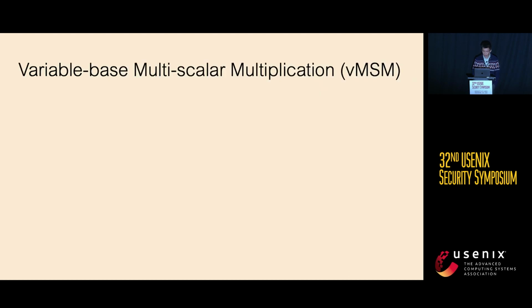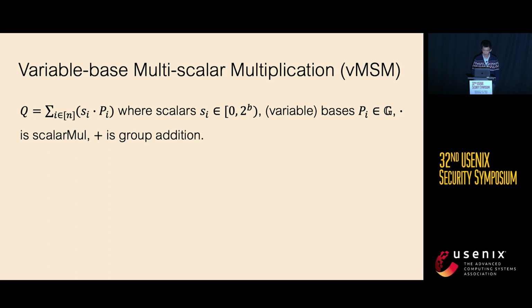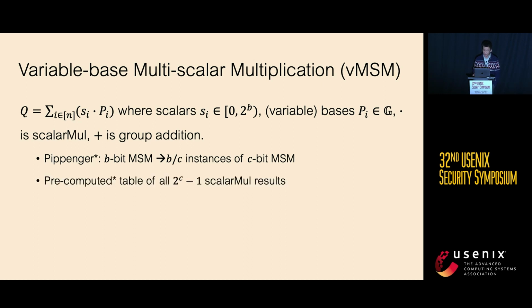Another expensive operation is variable-base MSM, and MSM has been covered by a previous speaker as well. A common optimization we use is the specialized Pippenger algorithm, which divides the B-bit MSM into multiple instances of C-bit MSM, where C is smaller than B. The idea is that with the help of pre-computed tables of all the 2 to the power of C scalar multiplication results, you can do a space and speed trade-off, the amortized cost is lower, and you accelerate the overall MSM computation. Variable-base means that the table entries are not fixed, so each time with a different problem statement, you have to regenerate the table.